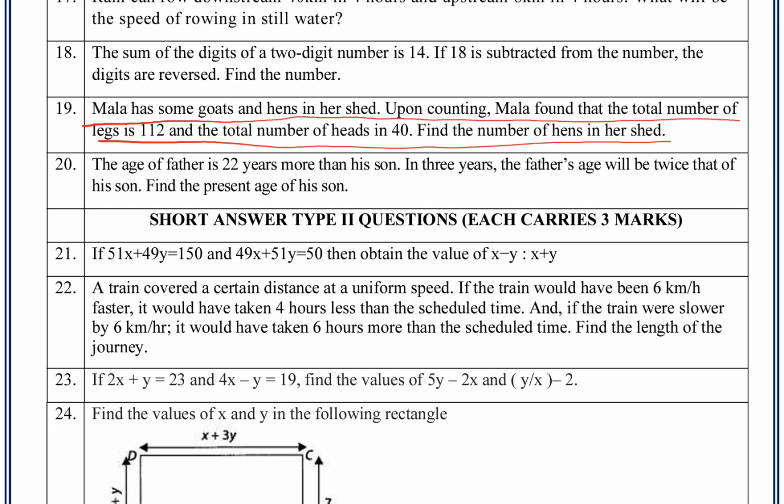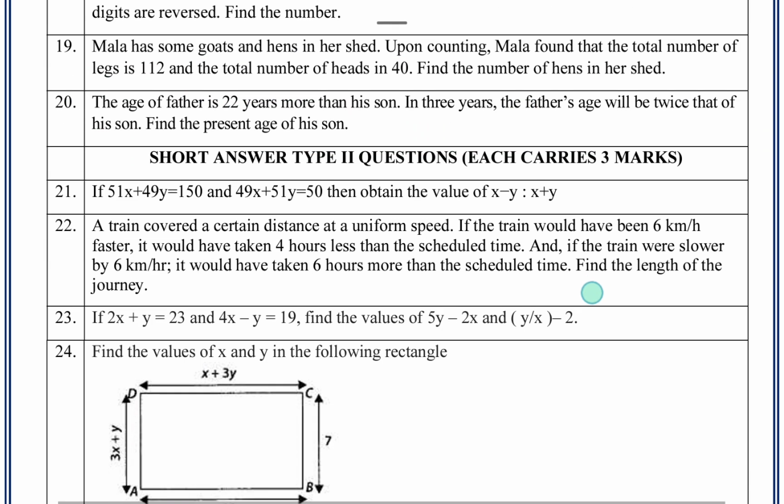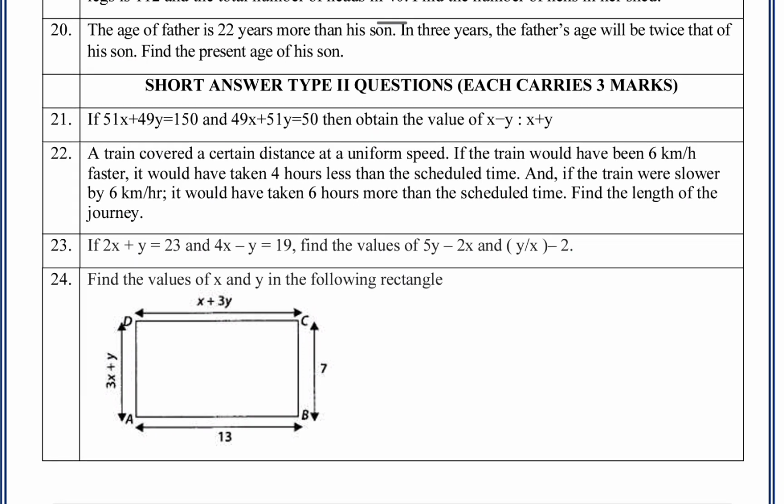You can solve it. The age of the father is 22 years more than his son. In 3 years, the father's age will be twice that of the son. Find the present age of his son. According to an example in the textbook, the age of the daughter and the father, they have given the same question. You can apply it here. And next we are going to the short answer questions, each carries 3 marks.